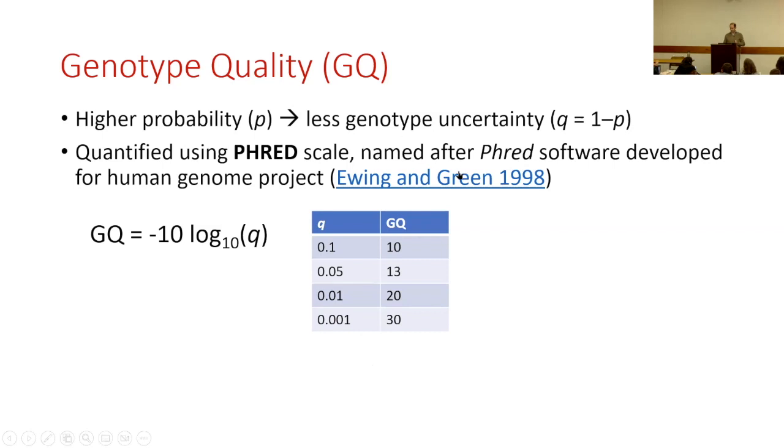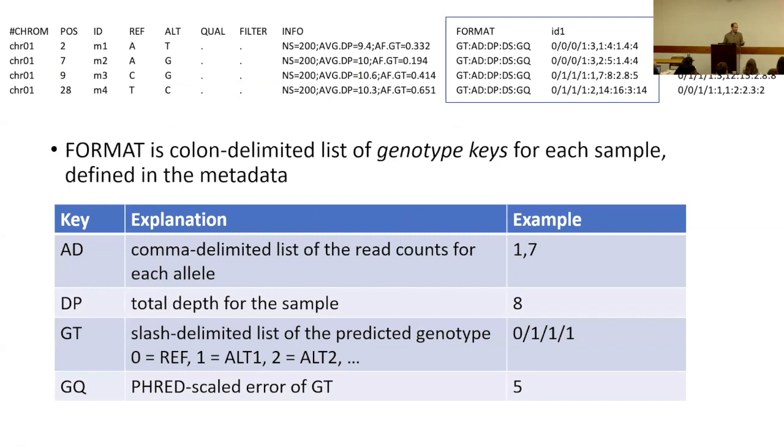It's named after this program Phred from the Human Genome Project a very long time ago. But to give you some examples, if you have, let's say, a 10% uncertainty or an error of 0.1, that's a GQ score of 10. By the time you go down to an error of 0.01, so 1% error, that's a GQ of 20, and so on. So for example, GQ of 5 in this earlier example means over 10% error associated with that prediction, which is a very uncertain prediction based on only 8 reads in a tetraploid sample.